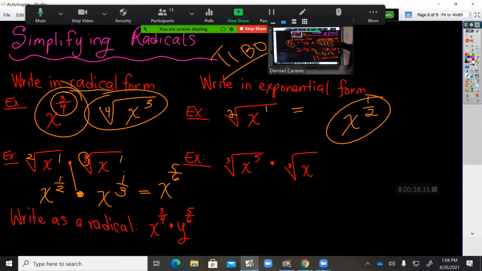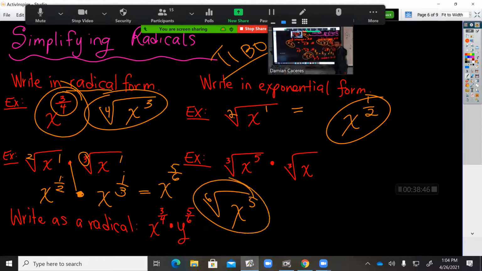Now, they want the answer in radical form. So now you grab that, top in, bottom out. Top in, bottom out. And that's the answer. Copy it down because we're about to do the same steps for the next example.